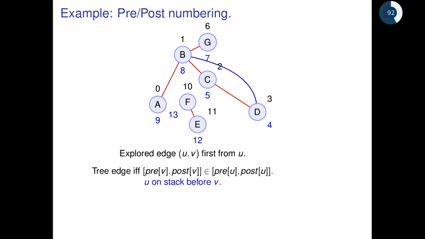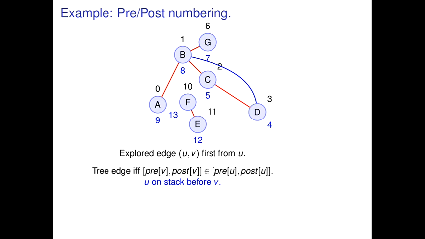Okay? Now, if you explored an edge UV first from U, then... now these are always difficult to parse. What is this saying? This is saying this guy's interval is in this guy's interval. Okay? So who was put on the stack first? Who was put on the stack?